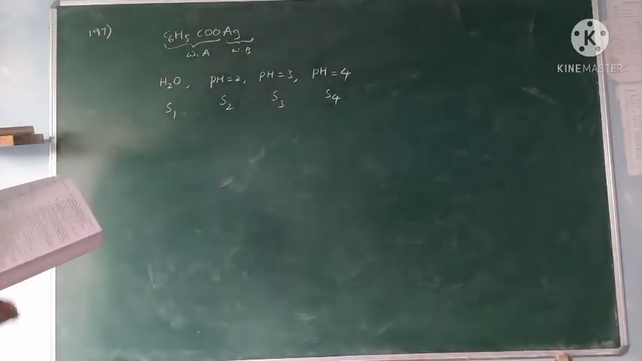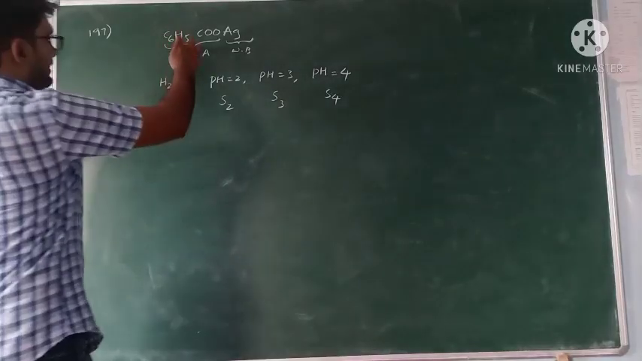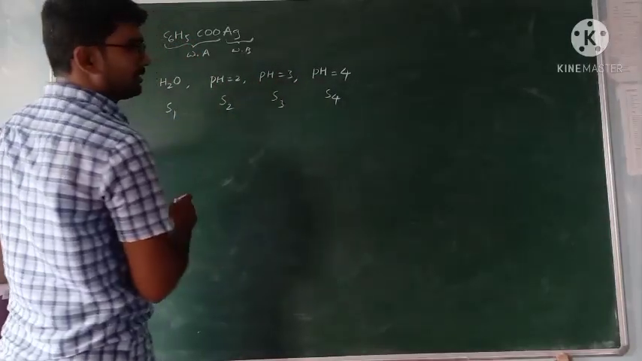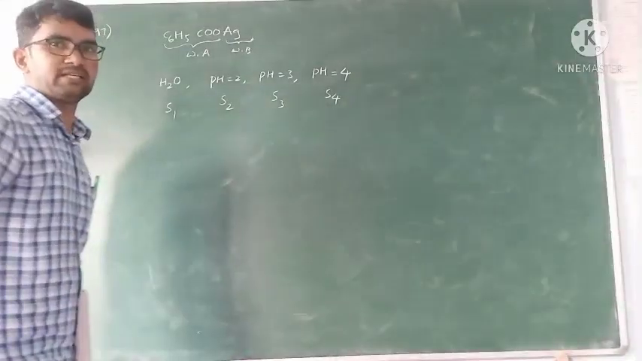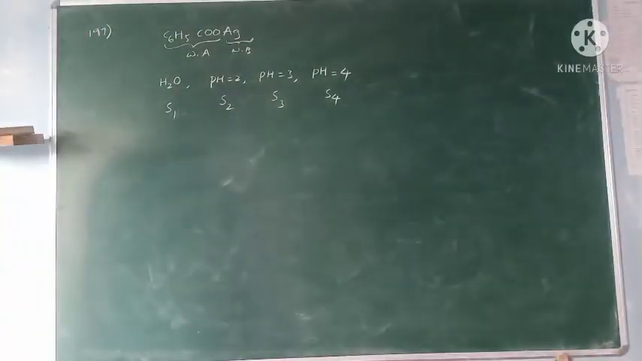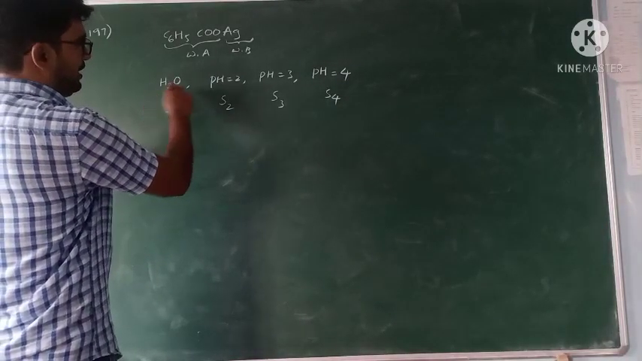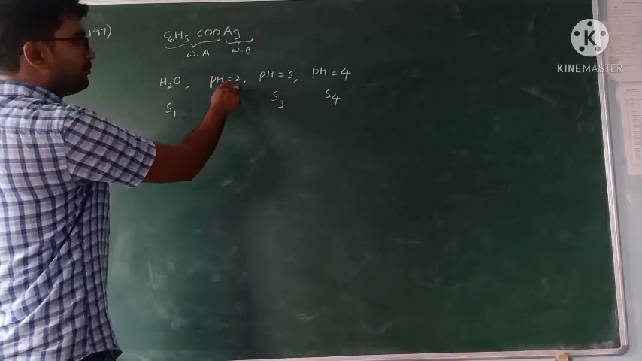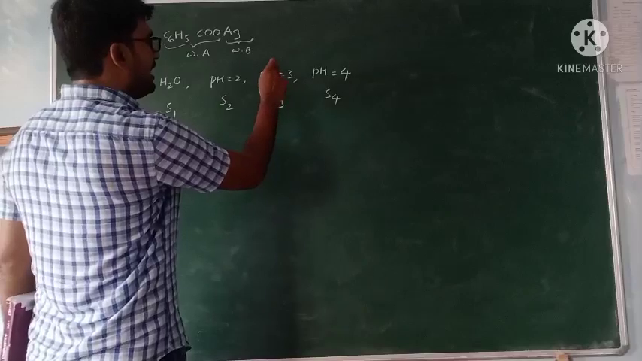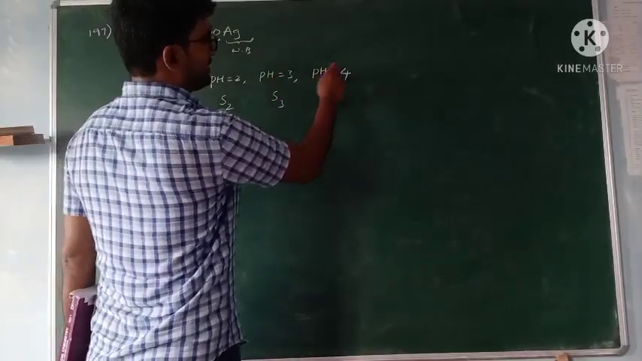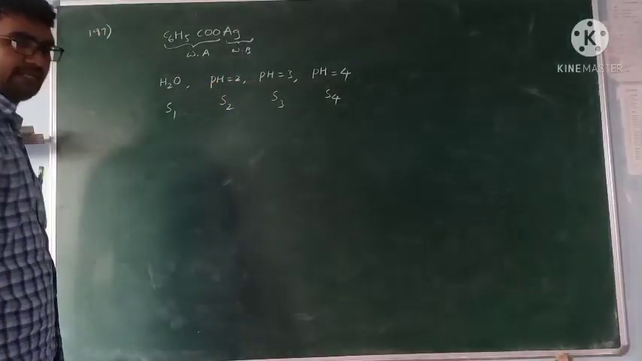Okay, the decreasing order of solubility is, means if the salt is dissolved in these solutions, in which solution is more solubility present? Very simple. H2O is neutral. pH equal to 2 means acidic. Comparing with this one, this is less acidic. Comparing with this one, this is very less acidic. Because pH equal to 2 means highly acidic.